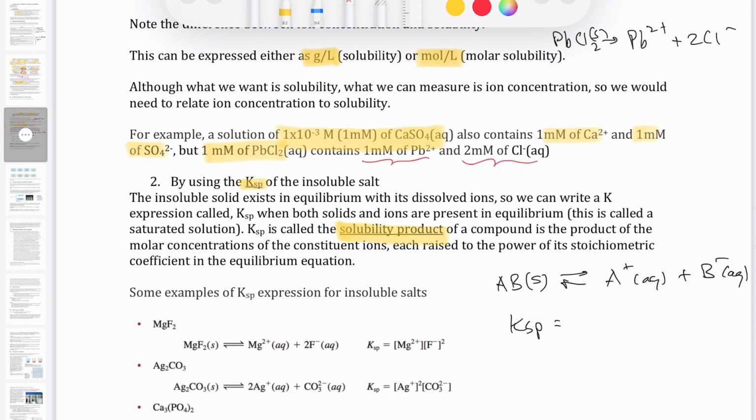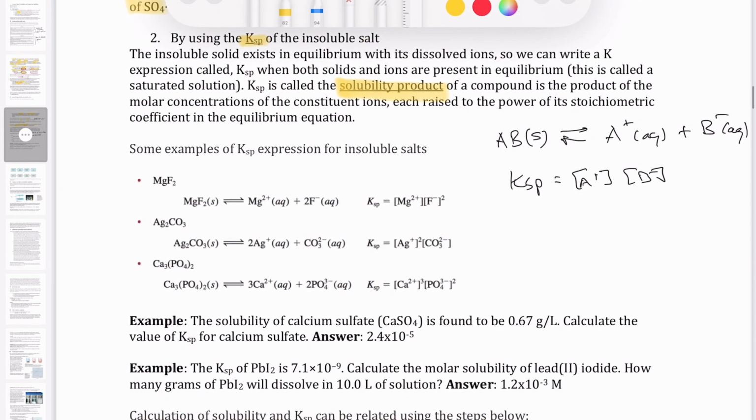You can see if I'm just writing it that way for my AB salt, it would just be the A+ concentration times the B- concentration. The solid doesn't factor into the Ksp expression, so that's pretty much it. Here are some examples.